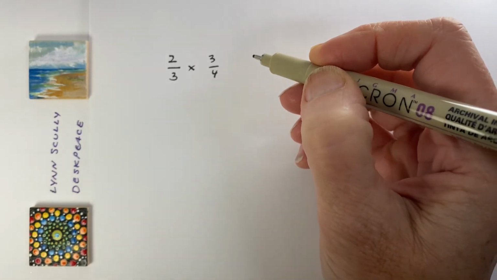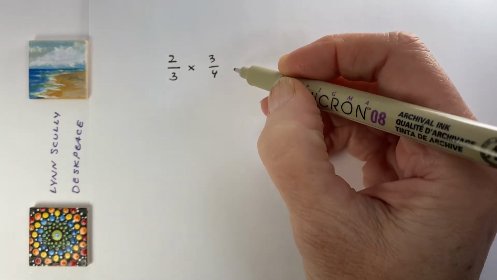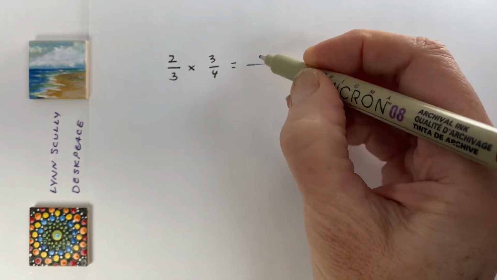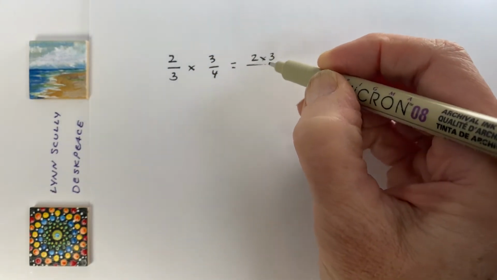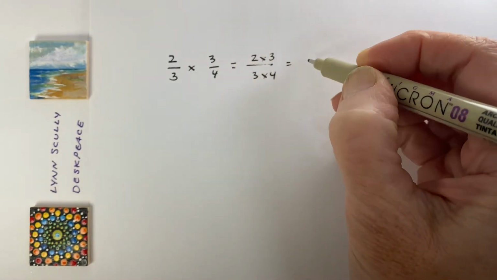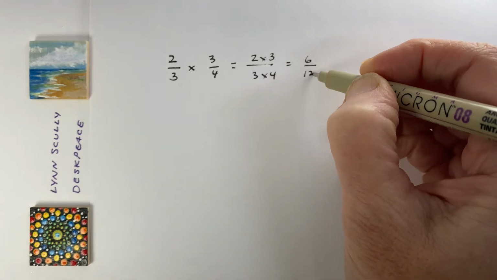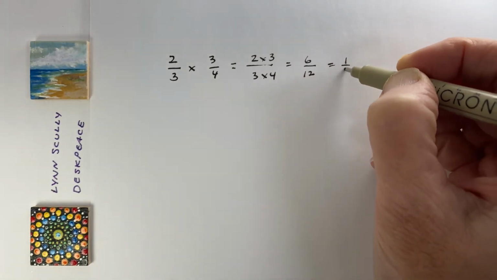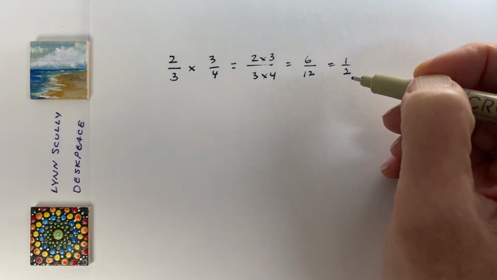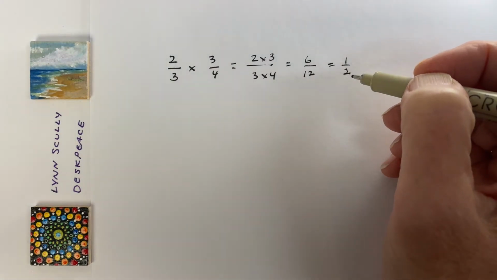So you already know how to multiply basic fractions. You multiply the tops and you multiply the bottoms. And then you reduce if you want. And that's pretty straightforward, but it gets a little bit more complicated when you're dealing with mixed numbers.